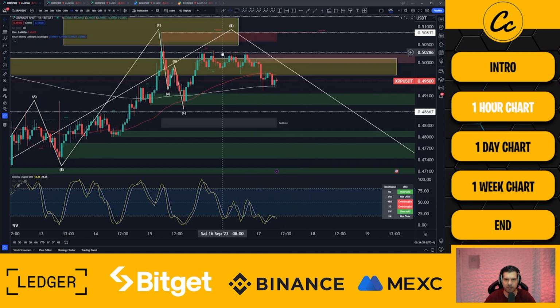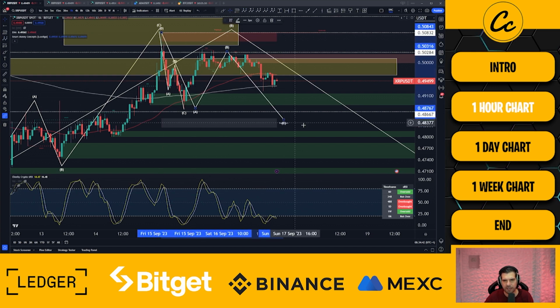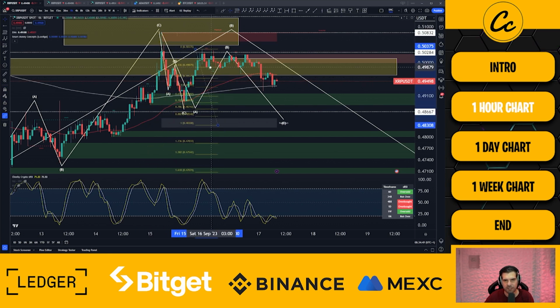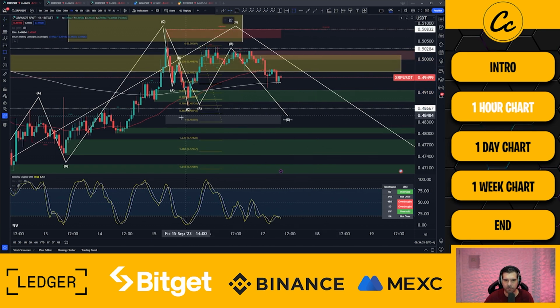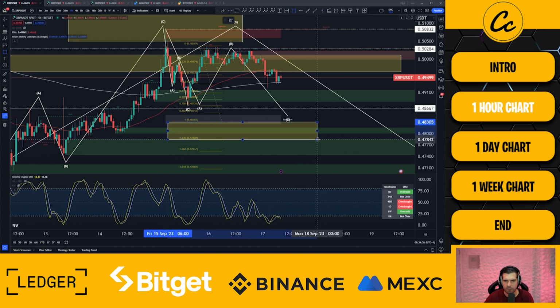I think initially what we're going to be looking for here is a three-wave pattern starting here, and then down in towards equilibrium. If we take a look at this, equilibrium is basically a 50% move between the swing high and the swing low, essentially. You can see that our equilibrium would be on the 1-to-1 and the 1.236.